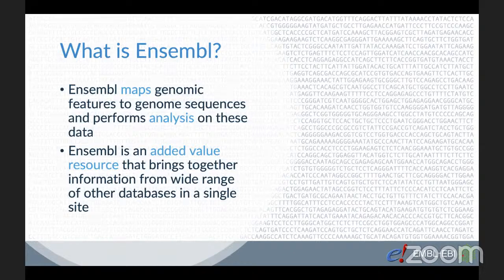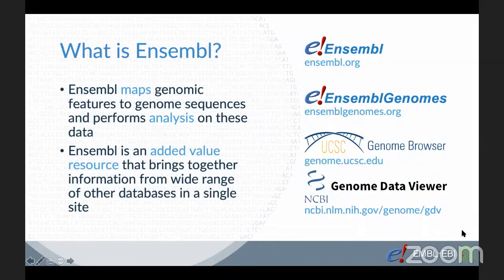We also perform analysis on that data. For example, we calculate our own comparative genomic analysis in-house, and we're going to be talking about that later on. Ensembl is also an added value resource, which means we bring together all sorts of information from various databases inside a single website. So it's also a great starting point to branch out. We are not the only genome browser out there. We also have our sister page called Ensembl Genomes, which is dedicated to non-vertebrates. And you might have also come across the UCSC genome browser and NCBI's genome data viewer.